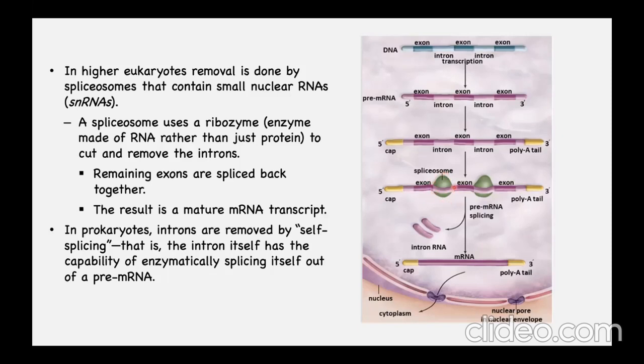So bila dia dah cut the intron, the remaining exon ni boleh splice back together. Okay? So, bila dia dah splice back together, dia dah keluarkan the intron, dia boleh jadi the mature mRNA transcript yang ada a 5 prime cap at the mRNA and the poly A tail on the 3 prime end. Okay, before it leaves the nucleus and goes into the cytoplasm. Okay, that is in higher eukaryotes. Kalau dalam prokaryote, introns are removed by self-splicing. They can self-splice themselves. So that is the intron itself has the capability of enzymatically splicing itself out of the pre-mRNA. Itu kalau prokaryote. Kalau eukaryote, we need the help of the spliceosome which has the enzyme ribozyme, to cut and remove the intron. So now we have the mature mRNA to be translated.